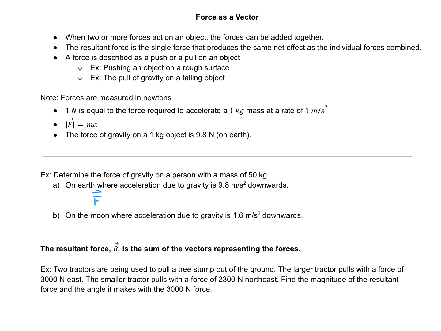To find the force, the magnitude of that force, I'm going to take the mass in kilograms and multiply it by 9.8. And when I do that, I get 490 newtons. So that is the downwards force. On the moon, the acceleration due to gravity is 1.6 meters per second squared downwards. So to find the force here, that gravitational force, we're going to take 50 and multiply it by 1.6, and we will get 80 newtons. So that is just important if you have an object and you want to talk about that downward force acting on it.